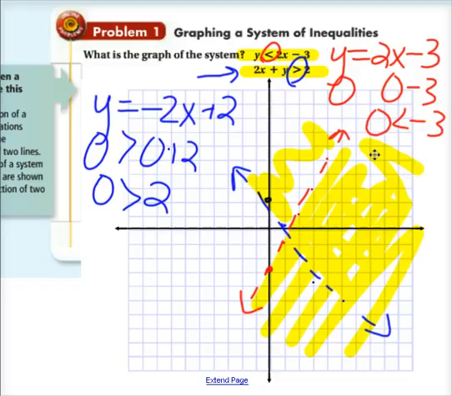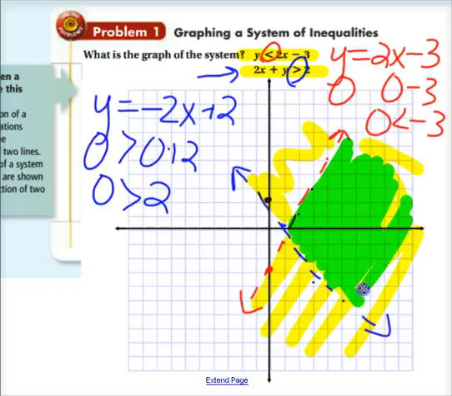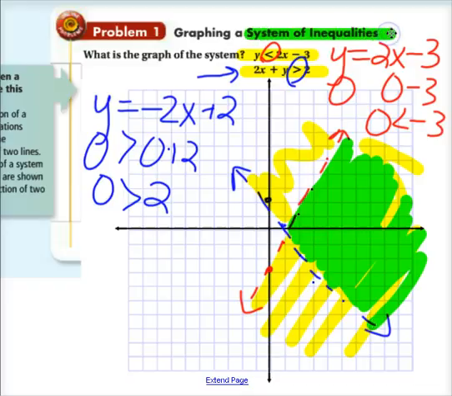And as you can see, the two shaded regions have something in common: underneath the red line and above the blue line. So this green region is the solution to this system of inequalities.